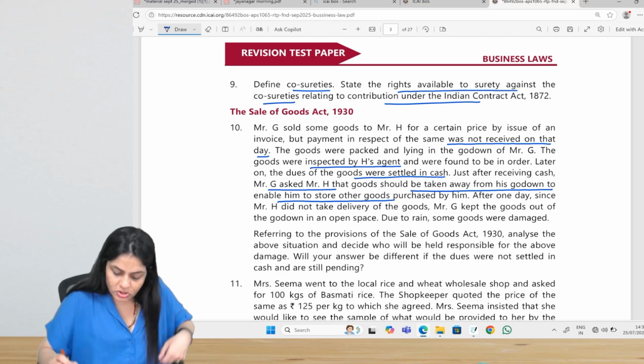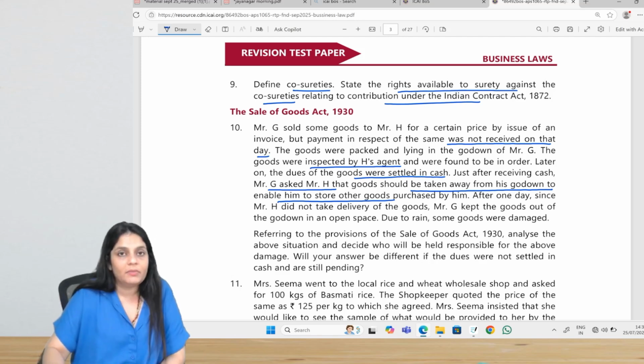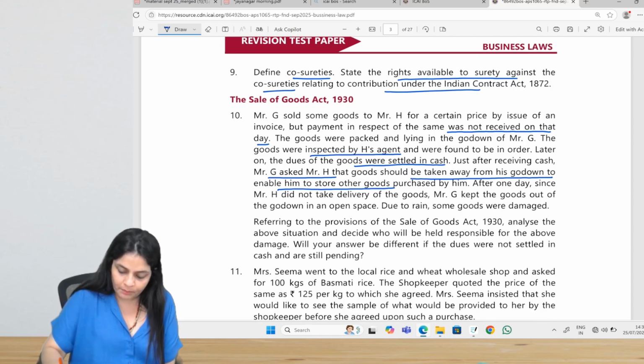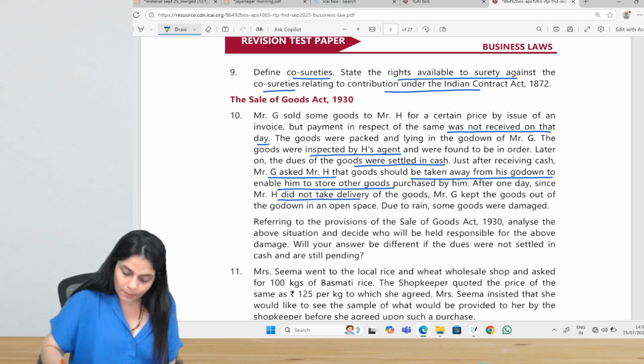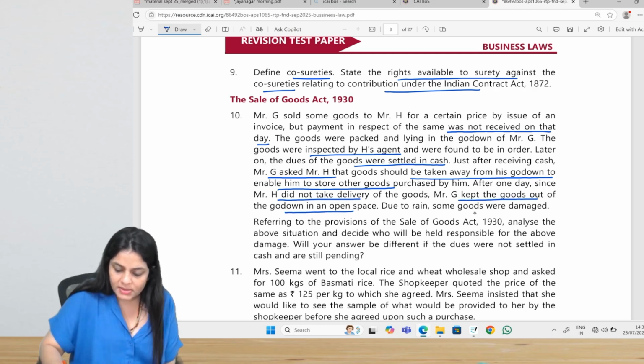Mr. G asked Mr. H that goods should be taken away from his godown to enable him to store some other goods purchased by him. After one day, since Mr. H did not take the delivery of the goods, G kept the goods out of the godown in open space. Due to rain, some goods were damaged.